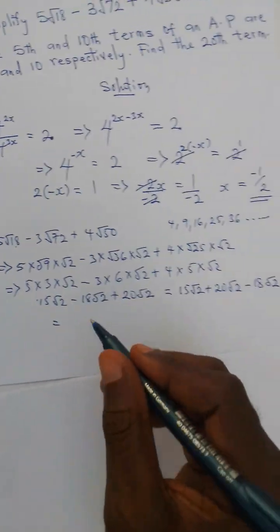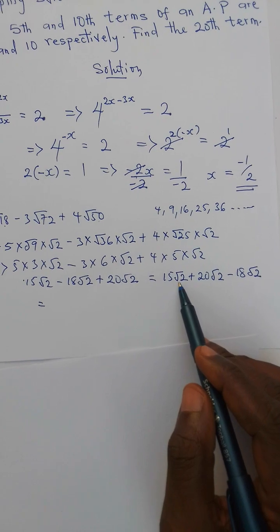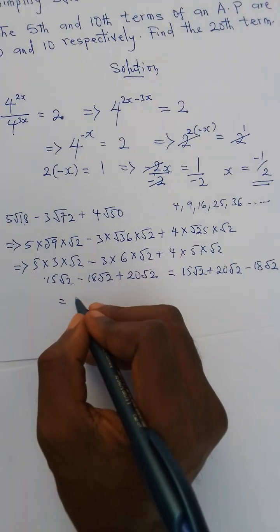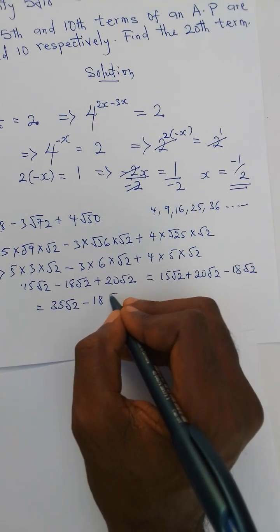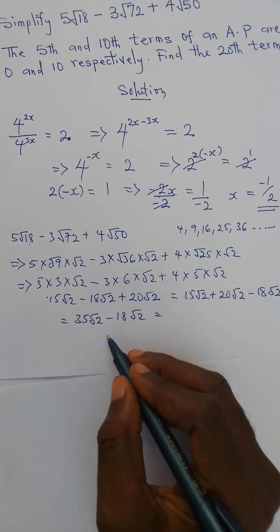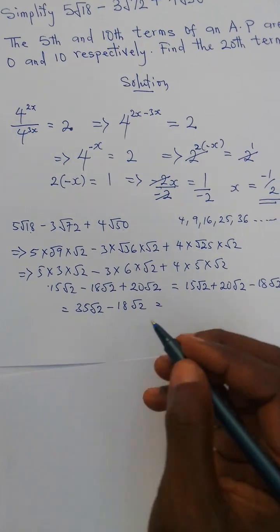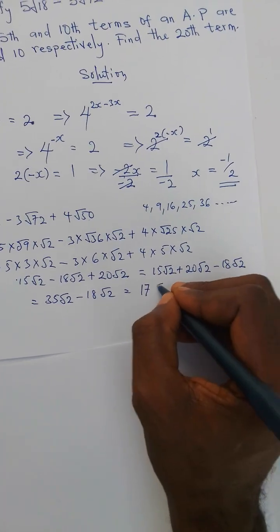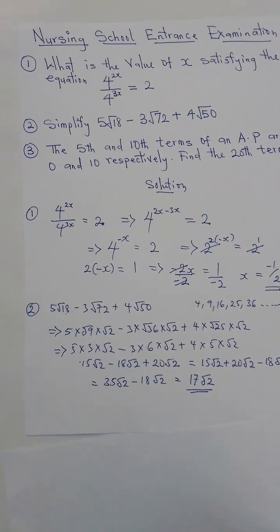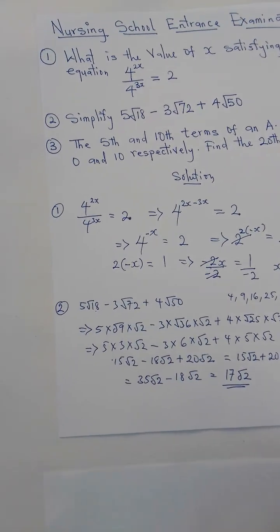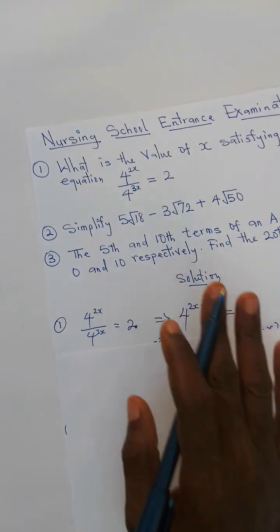So that will give us 15 root 2 plus 20 root 2, which gives us 35 root 2 minus 18 root 2. So 35 minus 18 gives us 17 root 2 as our final answer. So that's question number 2. Now question number 3.